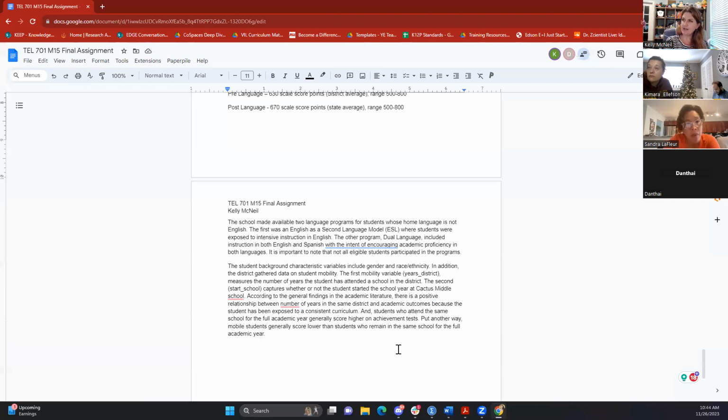According to the general findings in the academic literature, there is a positive relationship between the number of years in the same district and academic outcomes because the student has been exposed to a consistent curriculum. And students who attend the same school for the full academic year generally score higher on achievement tests. Put another way, mobile students generally score lower than students who remain in the same school for the full academic year.